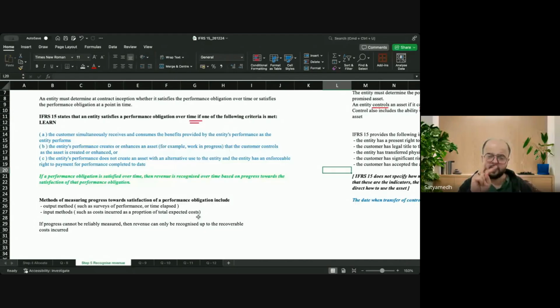The second approach to doing this is the input method. You see how much, for example, the expected total cost that you were supposed to incur for a particular project is 1000 rupees, and you have incurred 350 so far. Then it is safe for you to assume that 35% of the work is done, because if the total expected cost was 1000 and you have incurred 350, that would mean 35% of the work is done.